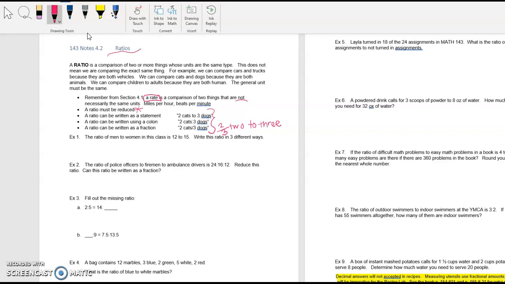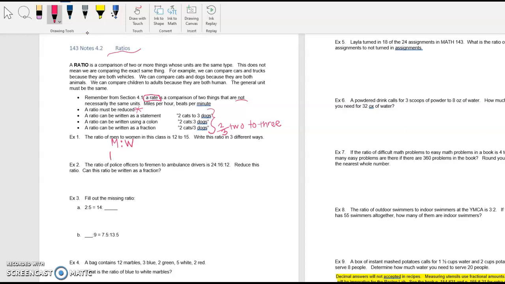Let's start with an example. The ratio of men to women. Now, the answer has to go in the order that the problem was stated. So right here, men came first. You could put a colon, you could put a fraction, you could put the word. And then women came second. So when I plug these numbers in, I have to put them in the order that I was given.